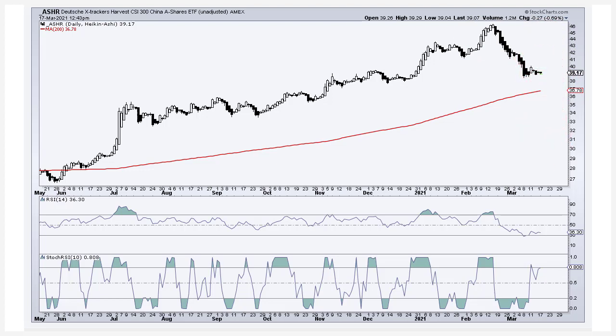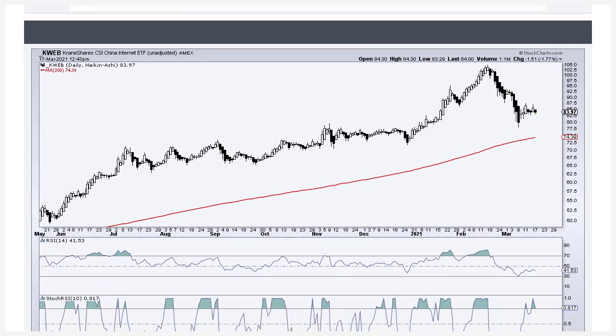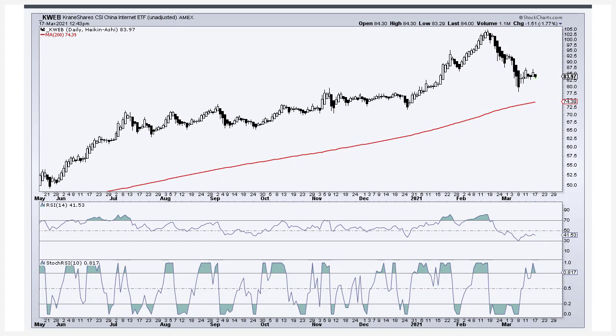And then the next one we're going to look at would be the Internet ETF, KWEB, from Crane Shares. And the same exact pattern working here. Big surge to new highs, a pullback, and then a consolidation. And there's that high from last Friday. And we need to break above that to get the bulls going here.